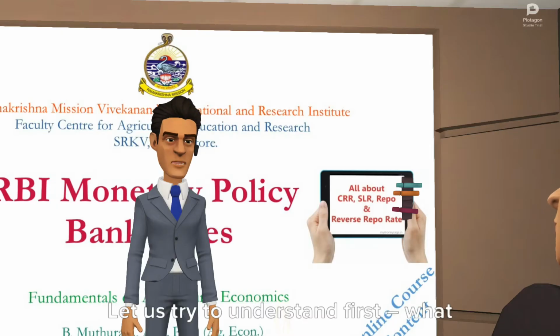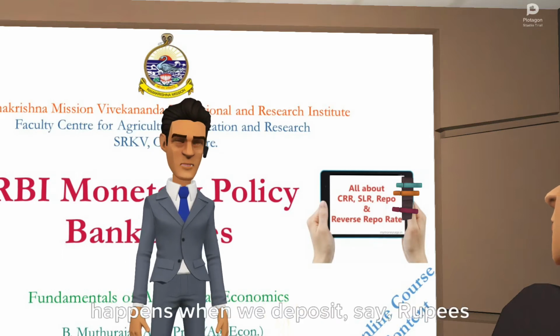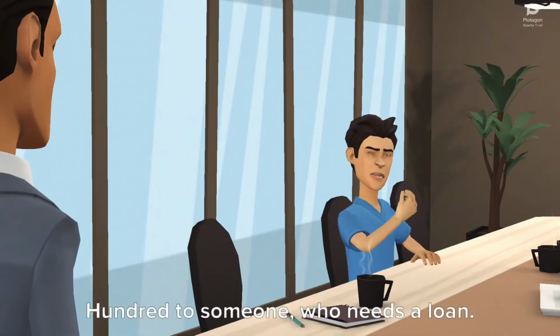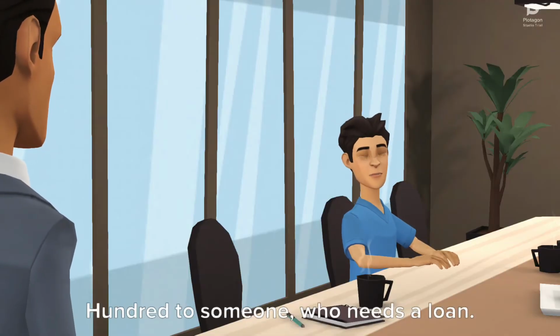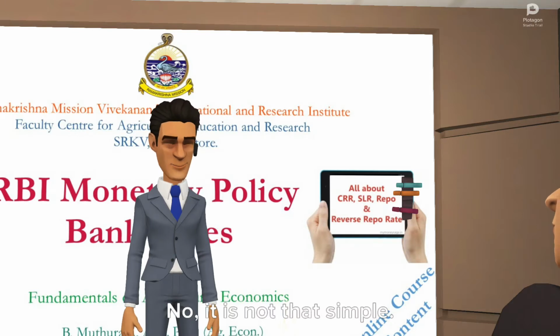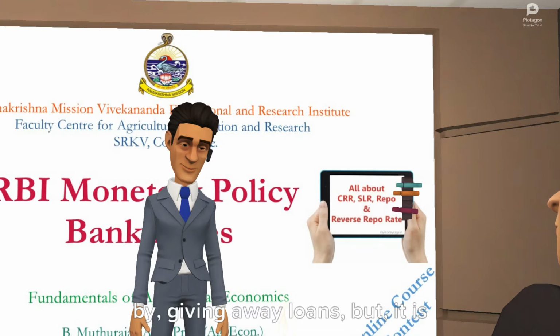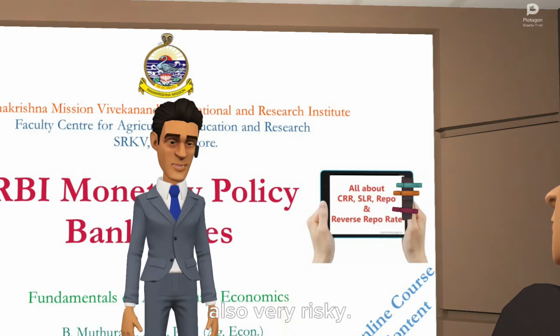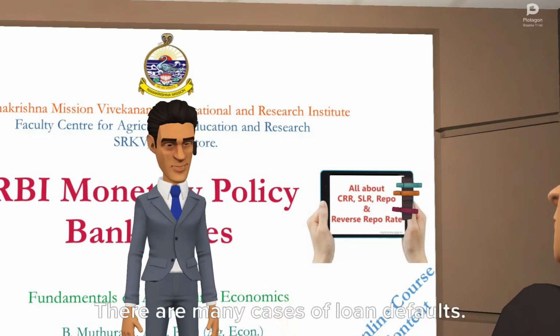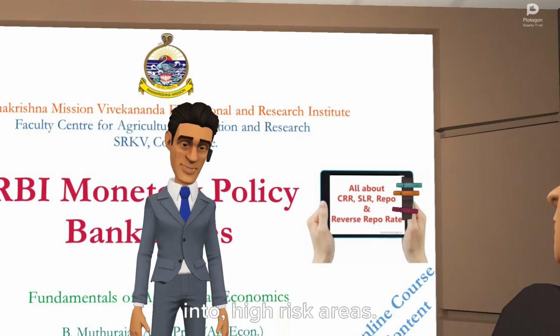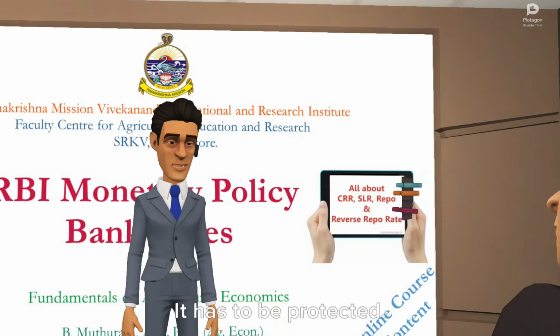Okay, let us first understand what happens when we deposit, say, rupees 100 with a bank. I think the bank gives that rupees 100 to someone who needs a loan. No, it is not that simple. Remember, the bank can earn interest by giving loans, but it is also very risky. There are many cases of loan defaults. This way, banks can put all our money into high-risk areas. It has to be protected.